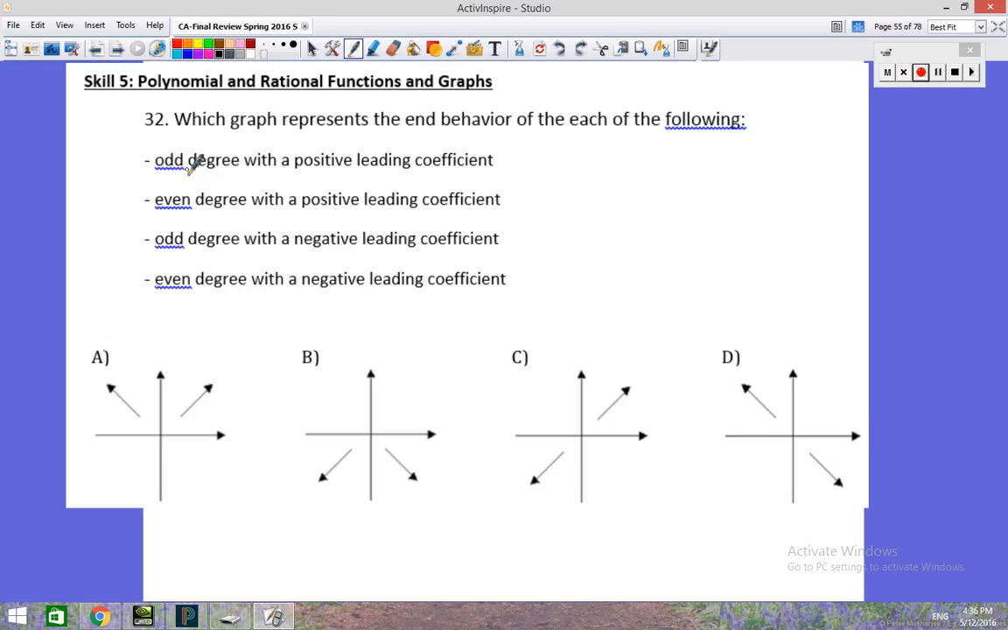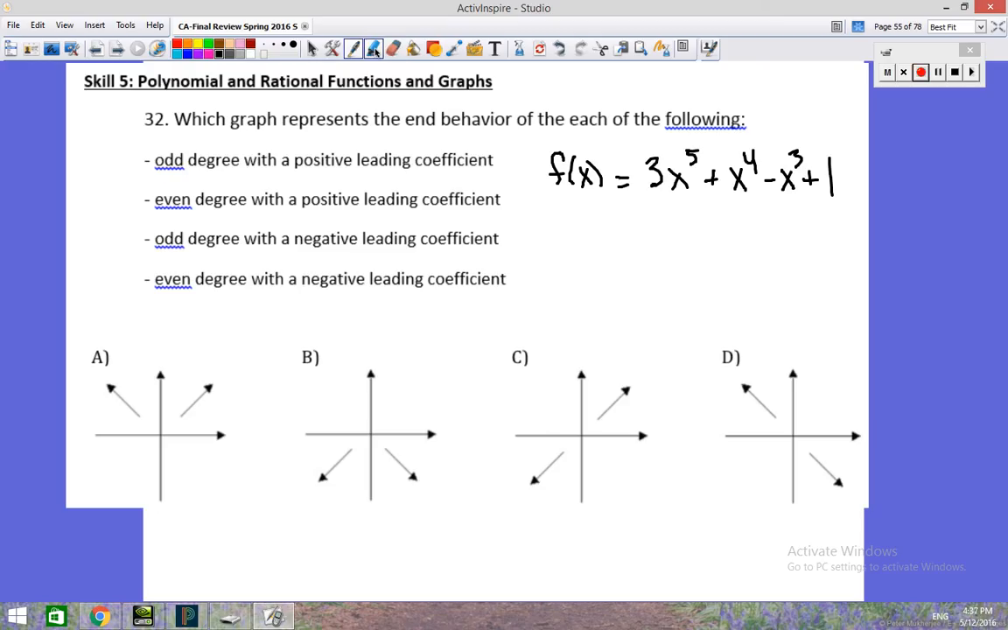When your degree is odd, if you have something like f of x is equal to some 3x to the 5th, an x to the 4th, minus an x cubed, maybe there isn't an x squared or an x term and it just says plus 1.